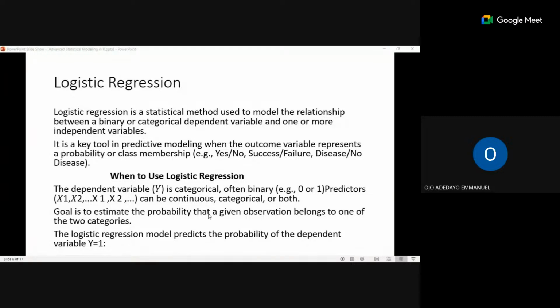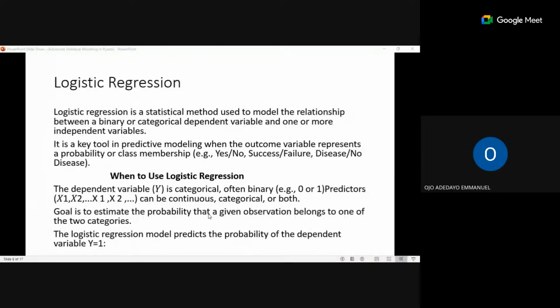So anytime your y is equal to 0, that means that particular plant will not survive. Or you want to check whether a particular female is going to develop cancer, or develop a particular disease. We use logistic regression to do that.